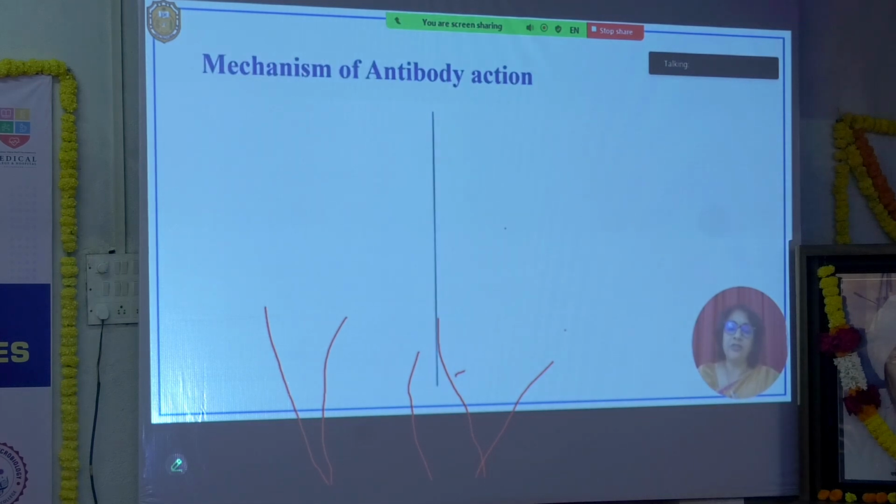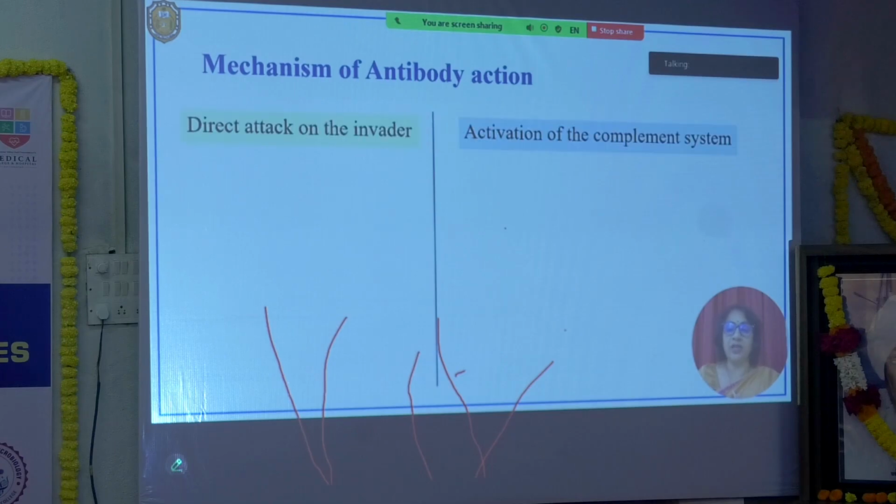How do these antibodies function? Antibodies act mainly in 2 ways to protect the body against invading agents. One is by direct attack on the invader, and the second one is by the activation of the complement system, which has got multiple other ways to act.